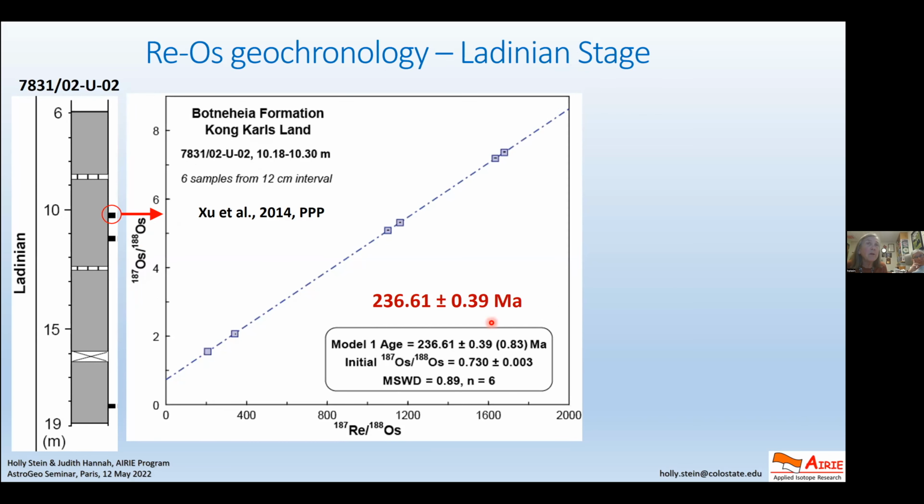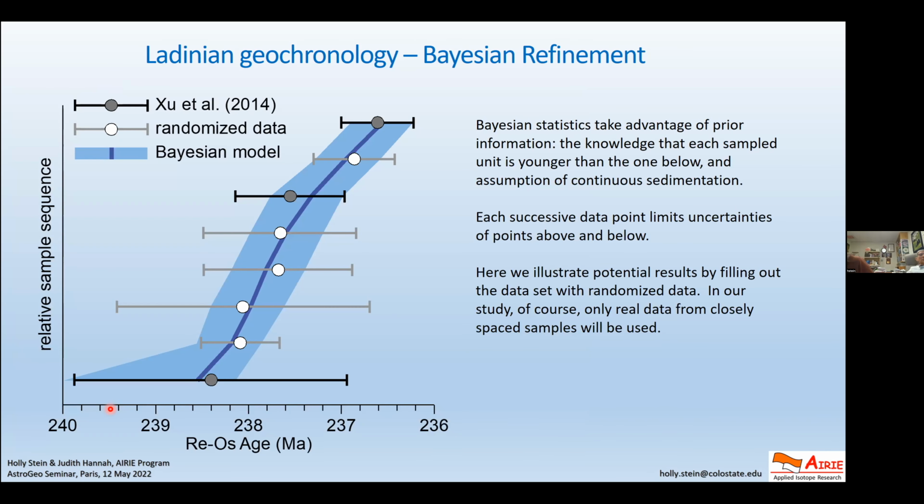And we can look at this third one up here, and we get an even tighter age. That's really nice. The uncertainty with the decay constant is 0.83, and without the decay constant, it drops to about 0.4. So three very nice isochrons, but the uncertainties are still a little larger than we would like. We can use Bayesian statistics to refine these uncertainties because we know these are in the correct stratigraphic order. So I'm going to show a hypothetical case because we don't have enough data in any one place to do this. This is the relative sample sequence.